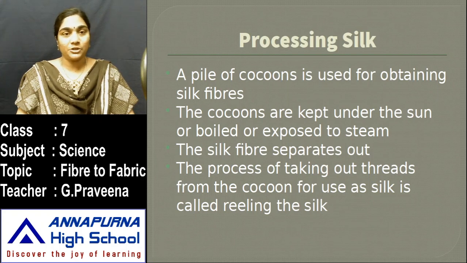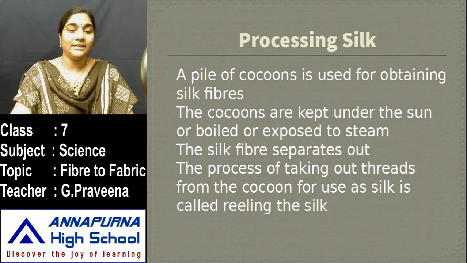In this process, the cocoons are boiled even before the moth develops inside the cocoon. If the moth inside is developed, it just comes out, breaking the cocoon. So first the cocoons are stifled, in the sense they are boiled and the pupae are killed inside the cocoon. After boiling, the silk fibers are separated out from the cocoon, and then the process of reeling is done.